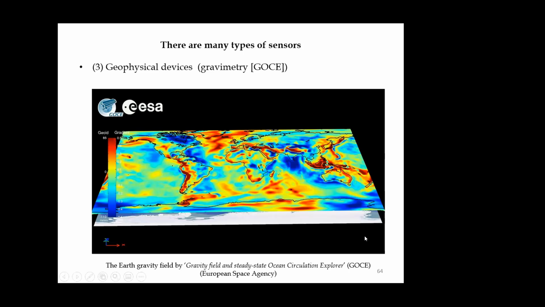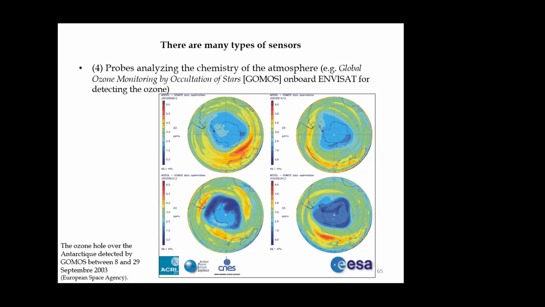So this is this map. These maps are generally the synthesis of a few years of acquisition of the signal. This is another probe monitoring the ozone this time. This is the GOMOS sensor. This sensor was on board the Envisat platform, but unfortunately, Envisat is no more in operation since 2012.